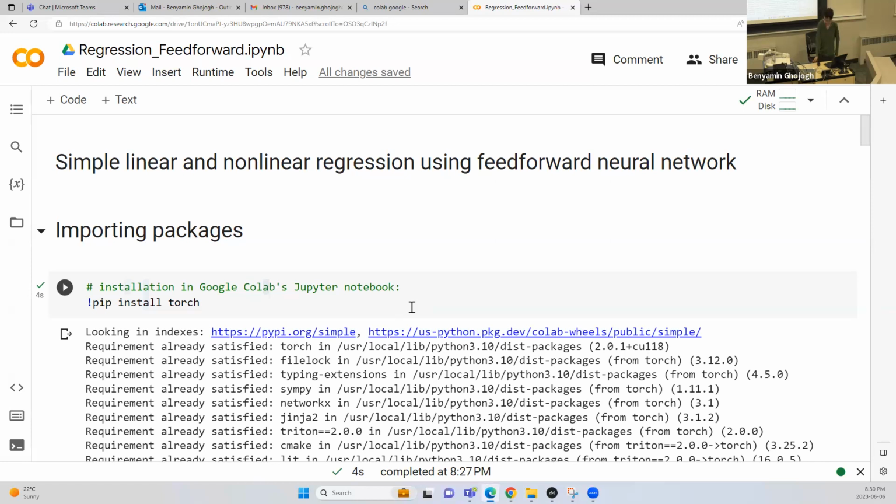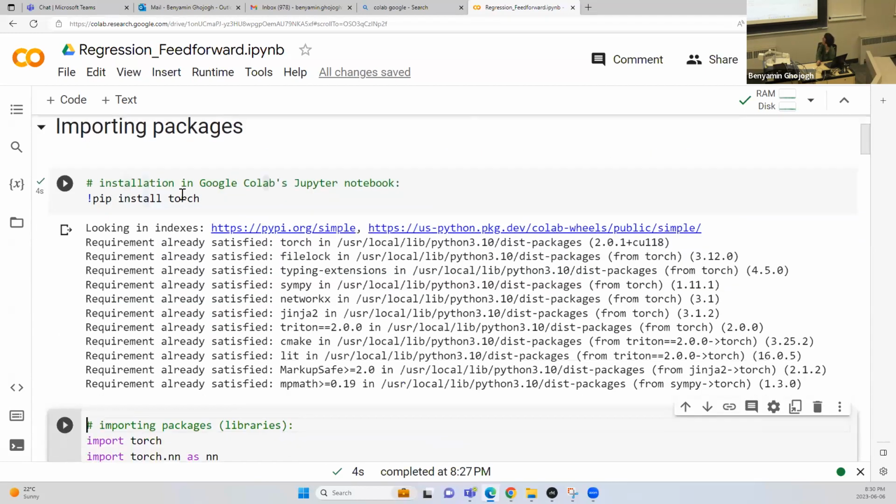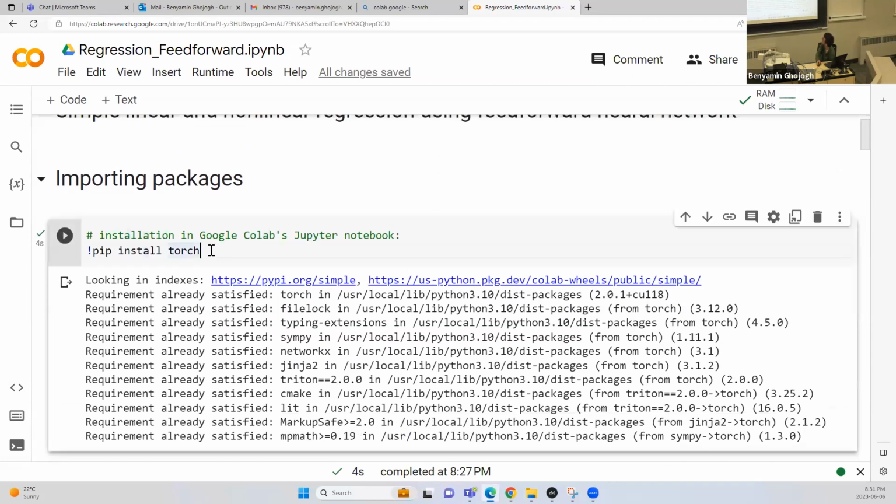Okay, so that's why it has become easier to work with PyTorch, but you can use any of them. You can use any of them. So here, let's have a simple linear and nonlinear regression using a feed-forward neural network. Let's first import some packages.